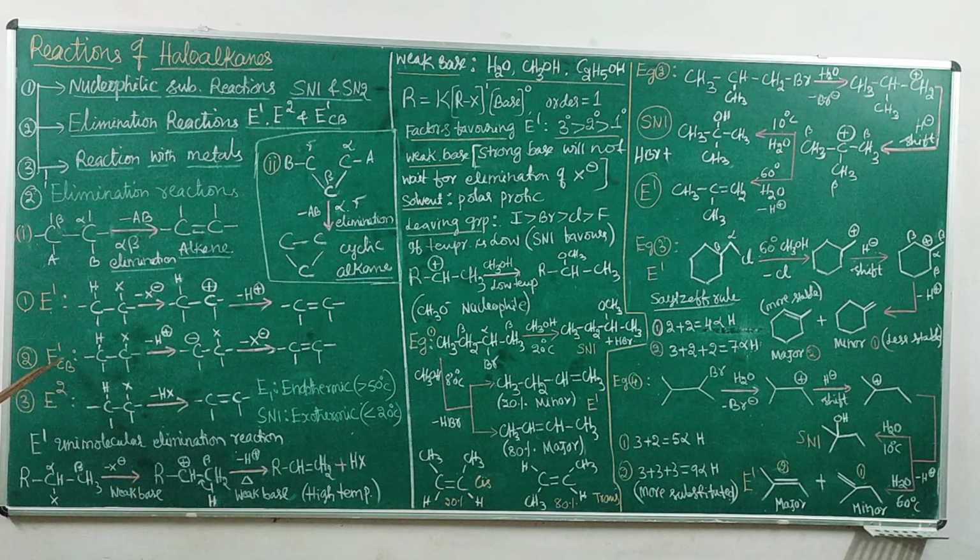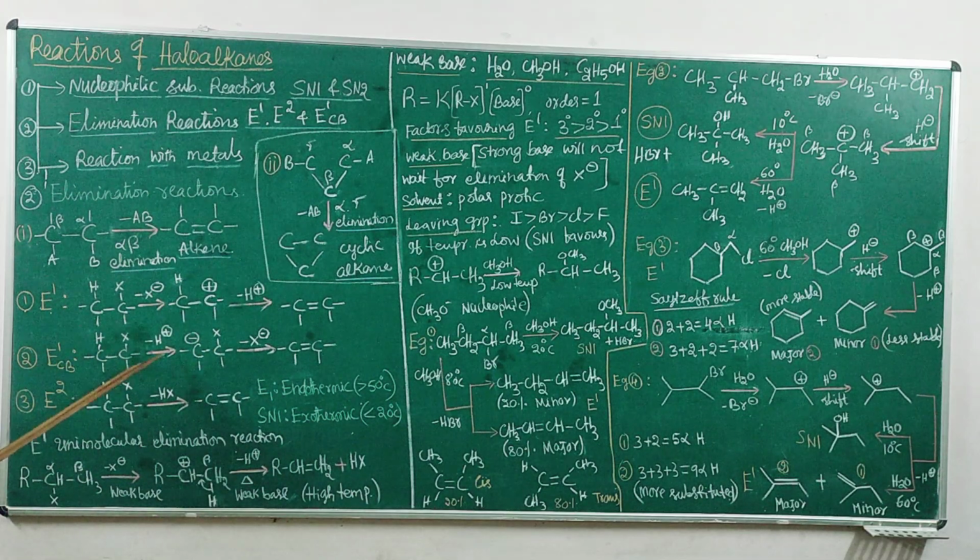E1CB, that is conjugate base. Here the base is usually a weak base. The conjugate base is involved. Now it is exactly the reverse. Again two steps of reactions. First H is removed as H plus, then X is removed as X minus. Look at the difference. In E1 first X is removed, then H. Here first H is removed, then X.